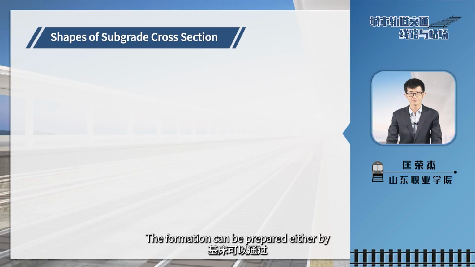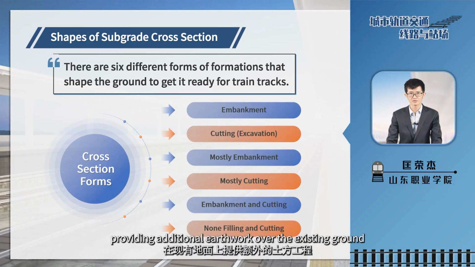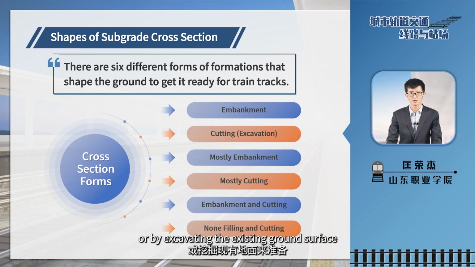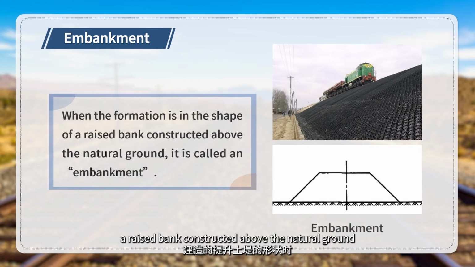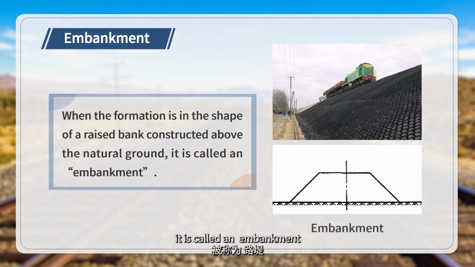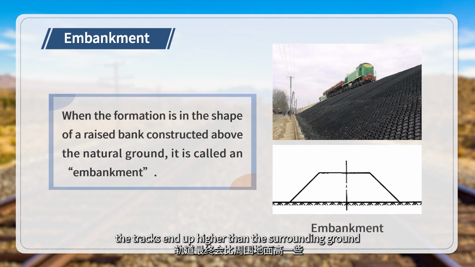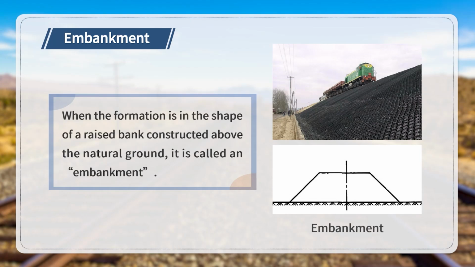The formation can be prepared either by providing additional earthwork over the existing ground or by excavating the existing ground surface. There are 6 different forms of formations that shape the ground to get it ready for the train tracks. When the formation is in the shape of a raised bank constructed above the natural ground, it is called an embankment. Imagine adding materials to the ground to build a sort of raised pathway for the tracks. This way, the tracks end up higher than the surrounding ground.